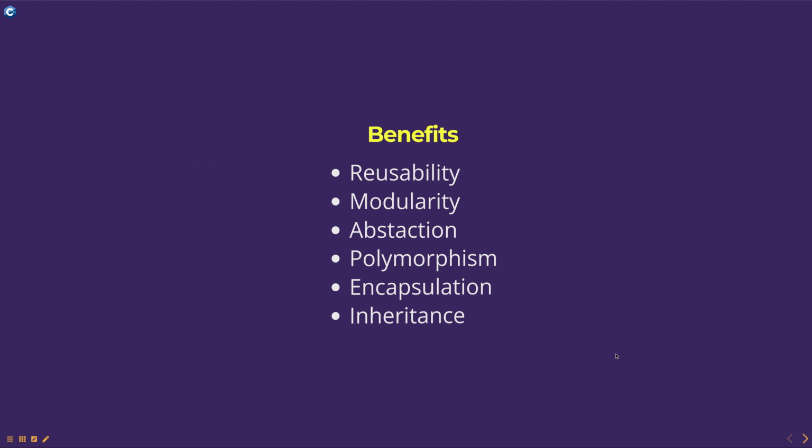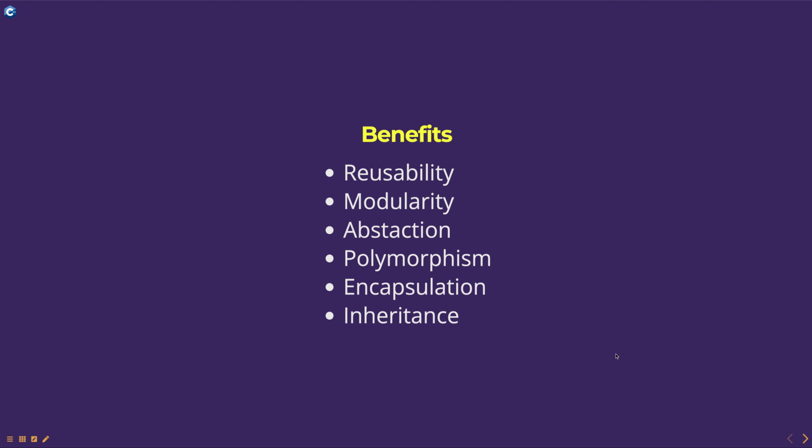Some of the benefits of object-oriented programming in C++ include reusability. Classes can be reused in multiple programs, making it easier to write and maintain code. Modularity. Programs can be divided into smaller and more manageable parts, making it easier to understand and debug code.